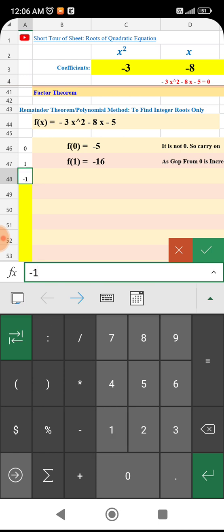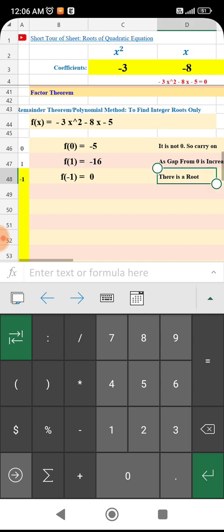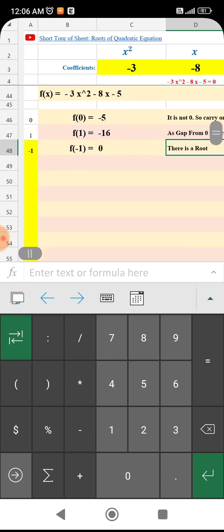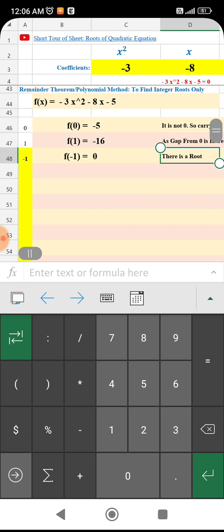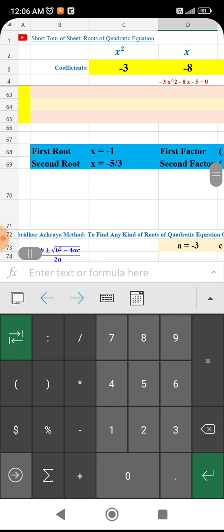Let's see what the value of f of -1 is. f of -1 equals 0. That means it is a root. We have received a root here at -1. Whenever you find any root, we can directly find another root very easily. We don't need to go for the trial method. Whenever we find a root, we find the next root in this way.